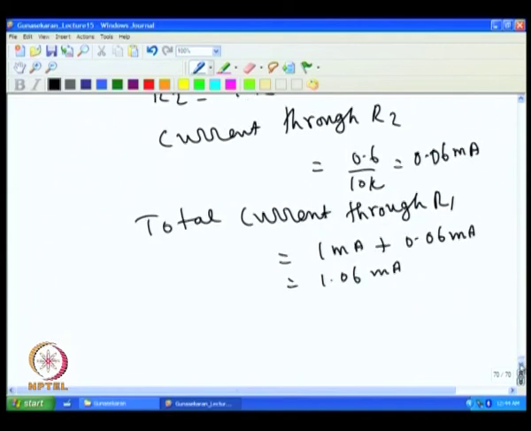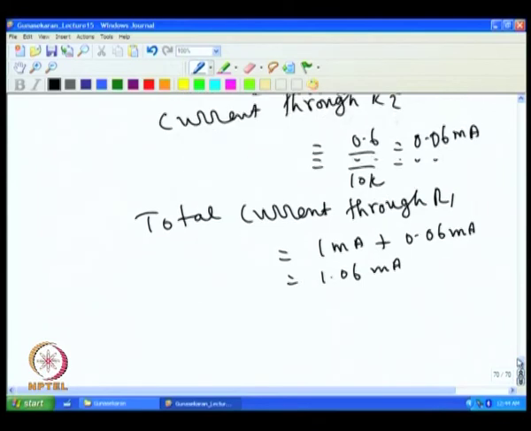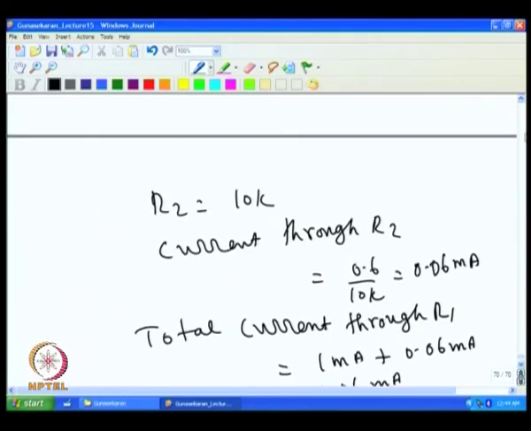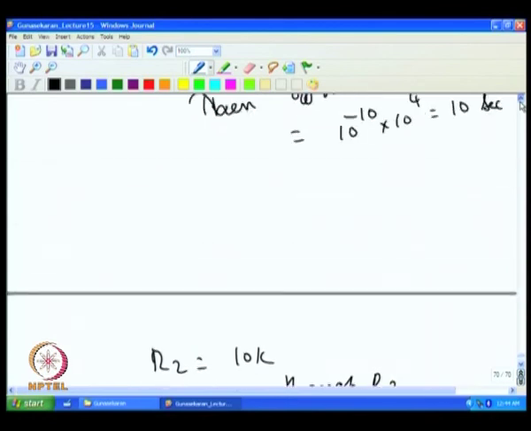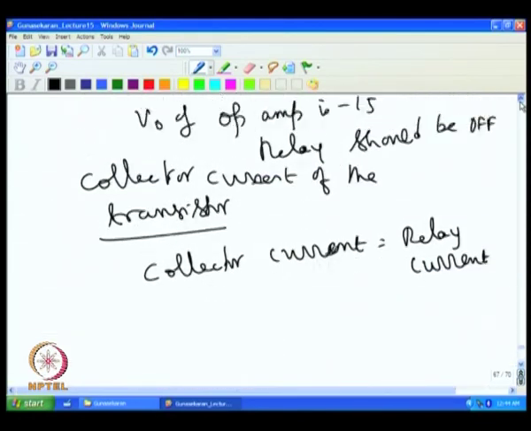Now, we have to select the value of R1. So, for that we should know what is the voltage across R1. So, if you look at the circuit, the voltage across R1 we have to decide.